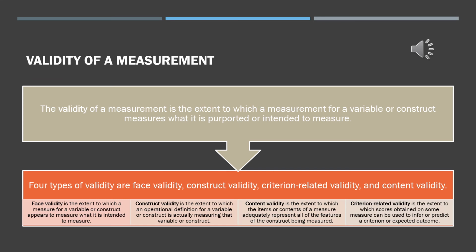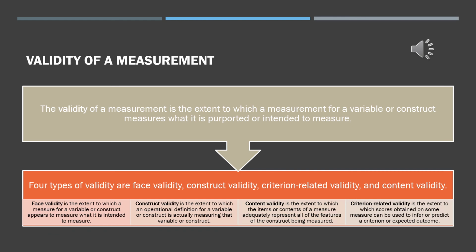Construct validity evaluates whether a measurement tool really represents the thing we're interested in measuring. It's central to establishing the overall validity of a method. A construct refers to a concept or characteristic that can't be directly observed, but it can be measured by observing other indicators that are associated with it.